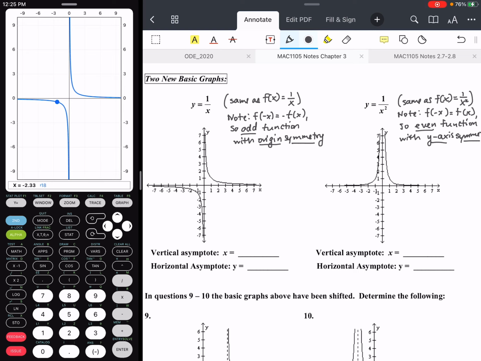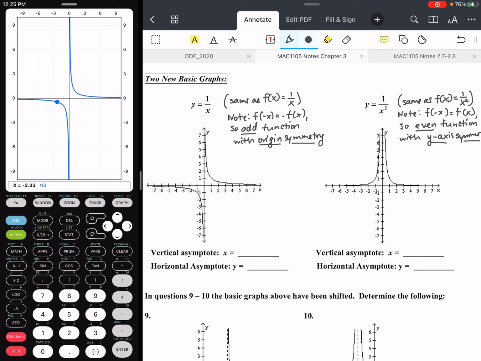Just a couple of notes that I wrote over here. It's the same as f of x equals 1 over x. That would be in function notation. And if you evaluate f of negative x, you'll see that that's equal to negative f of x. So this is an odd function with origin symmetry. So you can see that graphically for every x, y, there's a matching negative x, negative y.